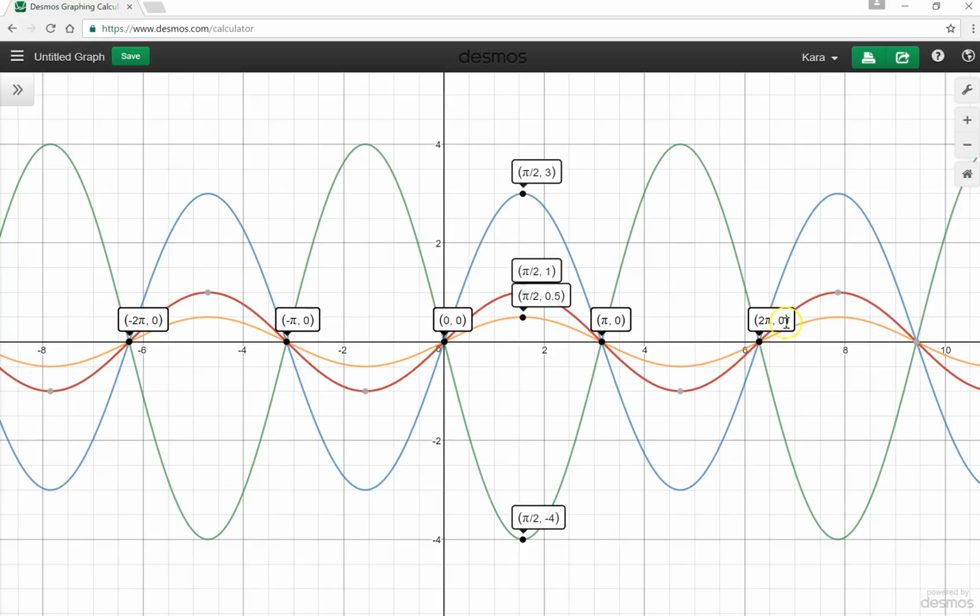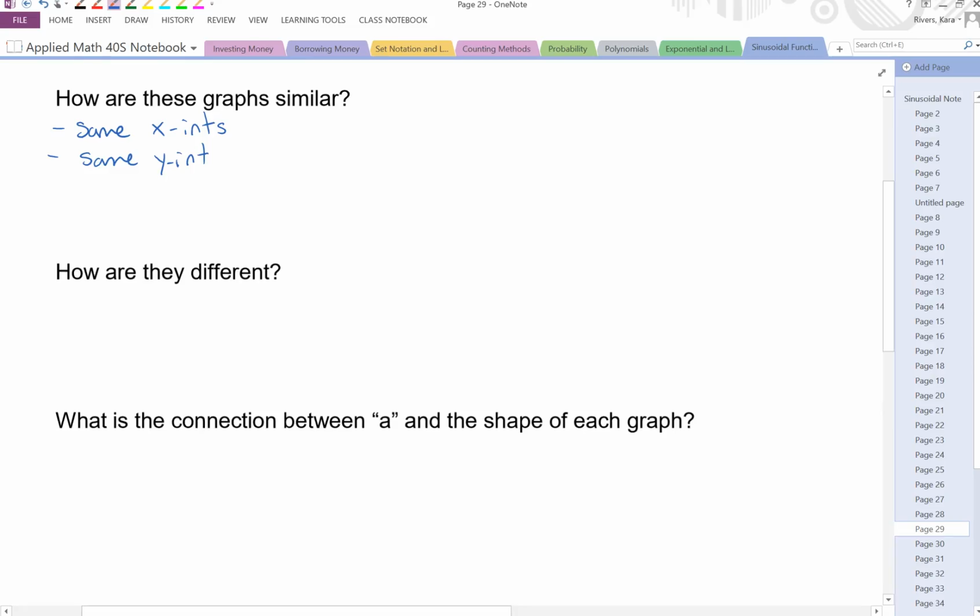Like you can see here, one cycle for all of them is still from negative 2 pi to 2 pi. So that hasn't changed either. Let's add that to our notes. So our median is y equals 0, or the x-axis.